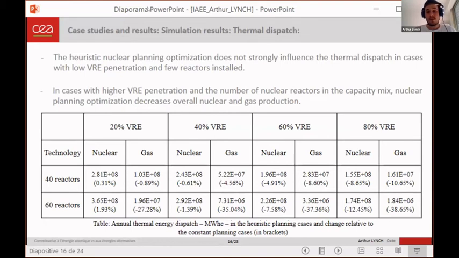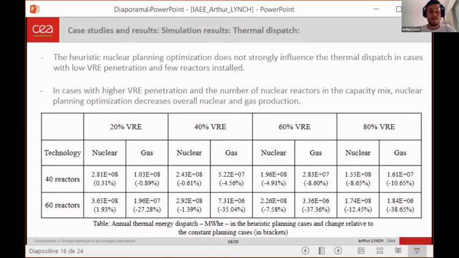It seems that in cases where nuclear does run as baseload, nuclear planning optimization is not of primary importance on electric system operation. However, what we also found is that in cases with higher variable renewable penetration and a higher number of nuclear reactors installed in the capacity mix, nuclear planning optimization has 2 effects. The first one and the biggest one is the decreasing use of peaking gas plants.